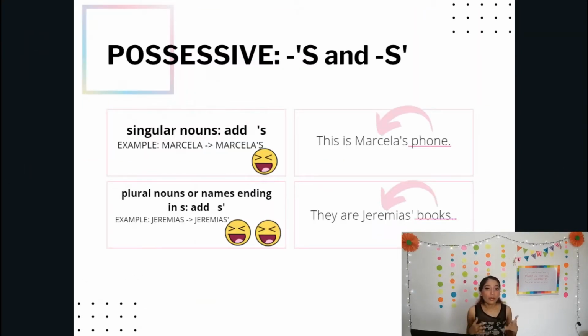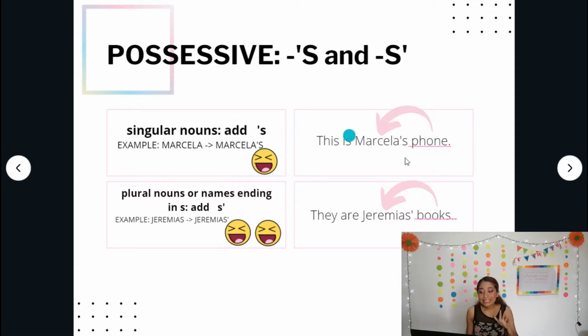Today we are going to review about the possessive S, apostrophe S, and S apostrophe. I'm going to show you some examples that I showed you last week. So first of all, we are going to talk about the singular nouns or the usual names, the normal names. For example, I use my name, if you can remember. Example, Marcela, and I will say Marcela apostrophe S, like you can see in here.